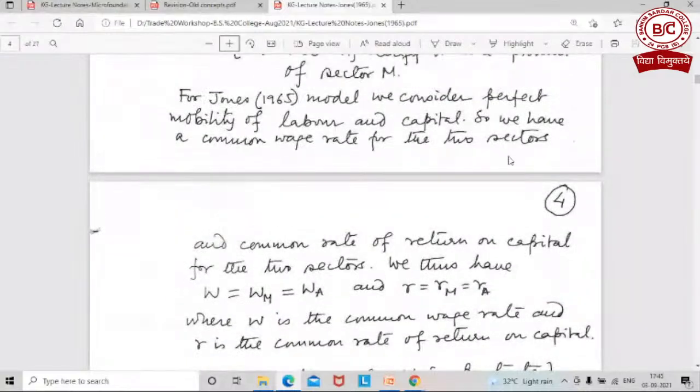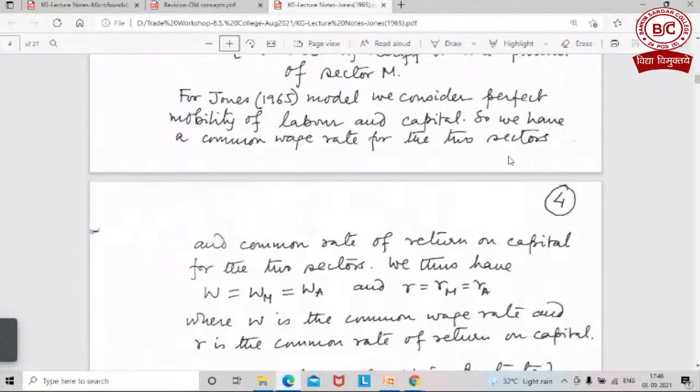Now, we know that labor and capital here are perfectly mobile. So labor can move, capital can move. It's not the case that the manufacturing wage is higher than the agricultural wage. Because in that case, all the workforce will move from the agricultural sector to the manufacturing sector. There will be more labor in the manufacturing sector, which will create downward pressure on wages. So labor will then return to the agricultural sector. And this will continue until the factor prices are equalized. So here, we shall not denote the wage rate in the manufacturing sector by WM.